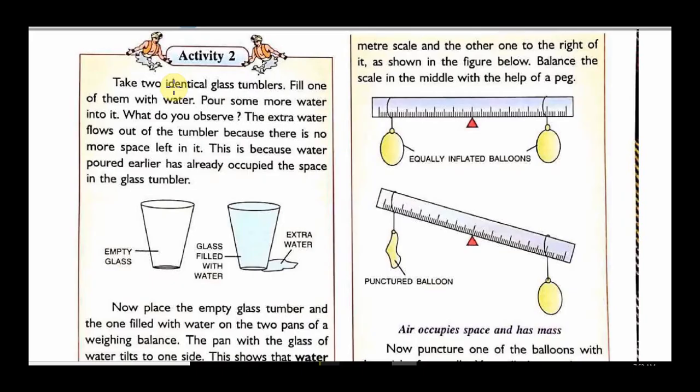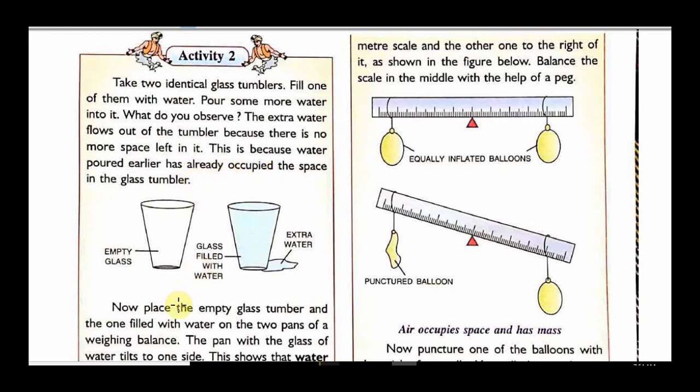Start with activity number 2. Students, please follow the cursor. Take 2 identical glass tumblers, fill one with water, and pour some more water into it. What do you observe? The extra water flows out of the tumbler because there is no more space left in it. This is because the water poured earlier has already occupied some volume space in the glass tumbler.